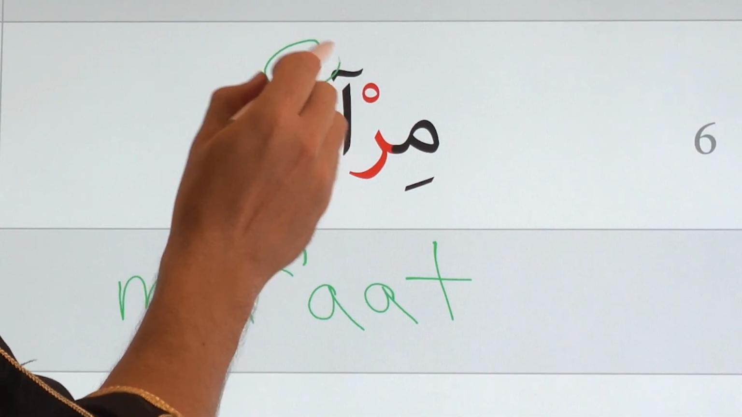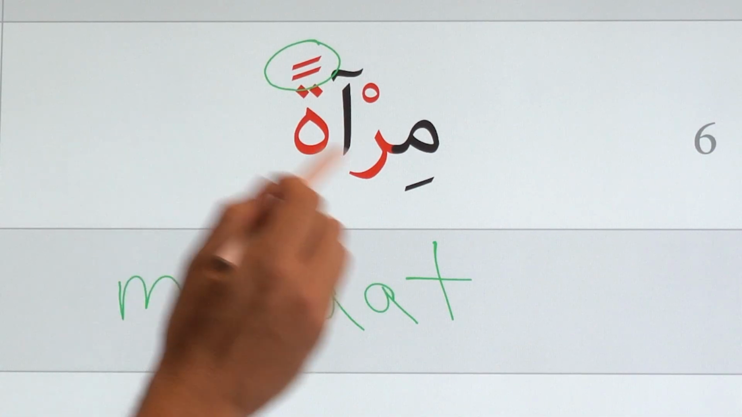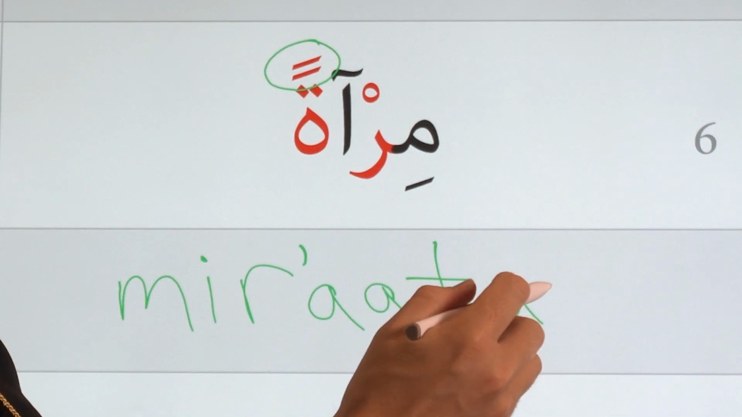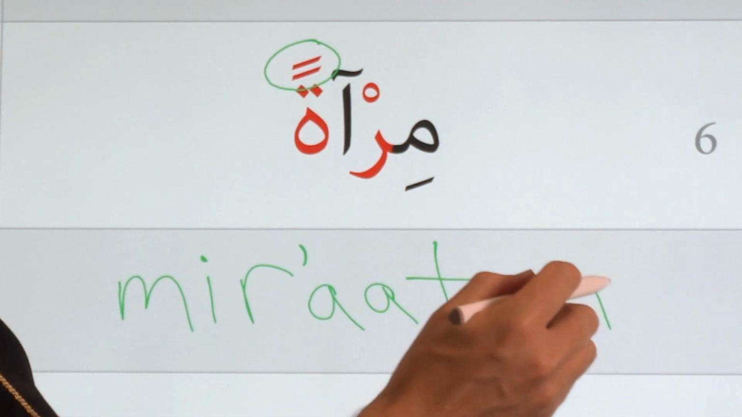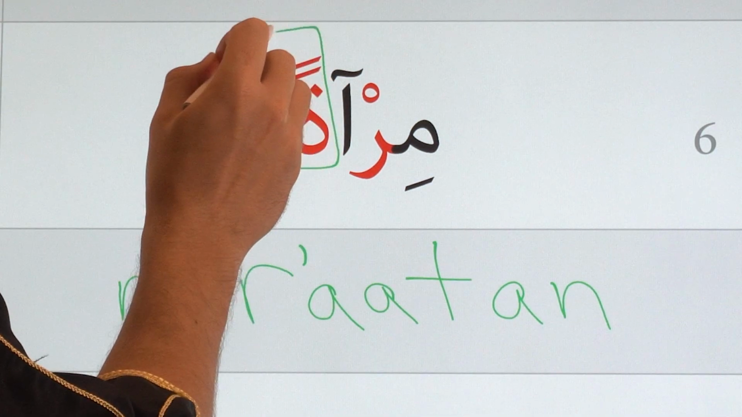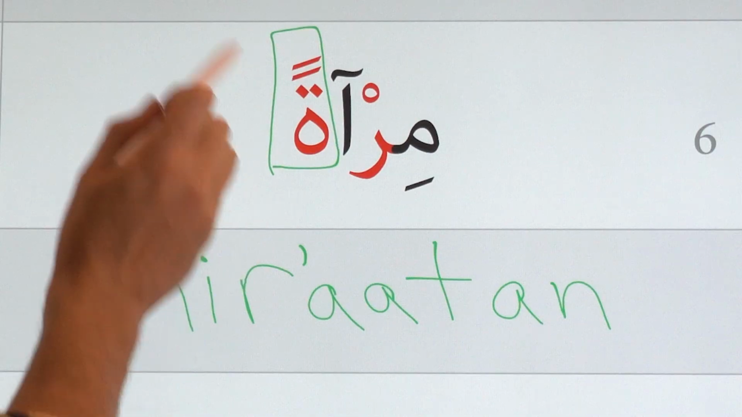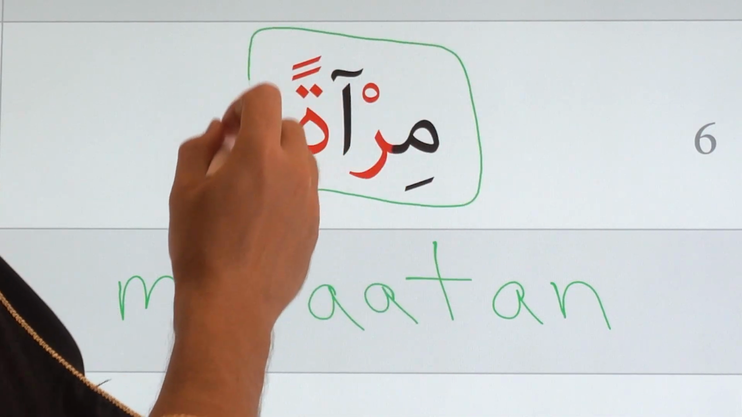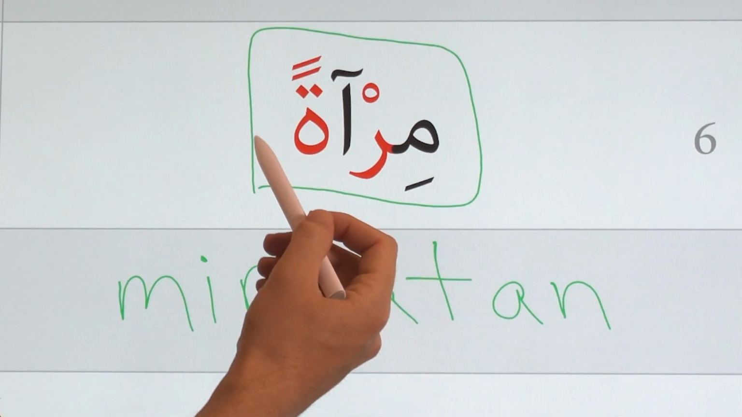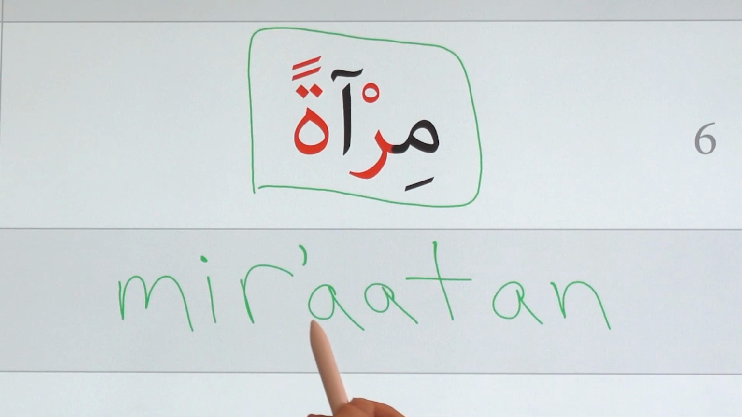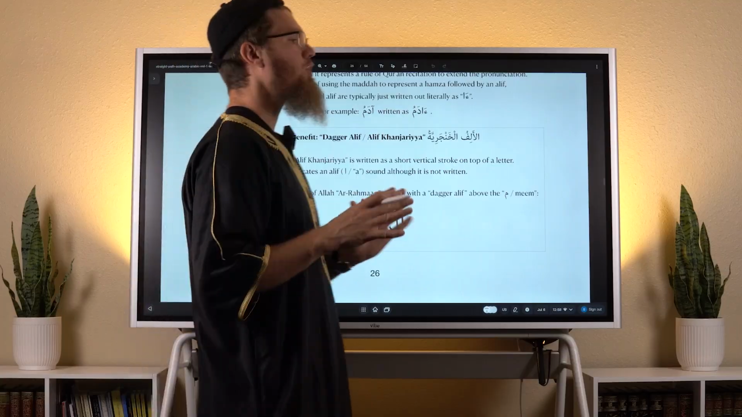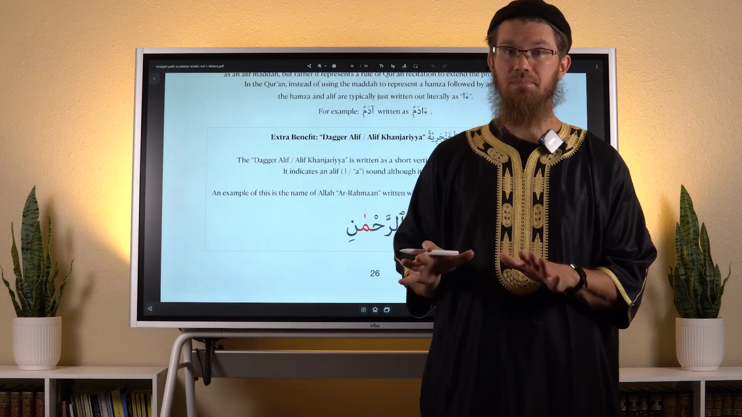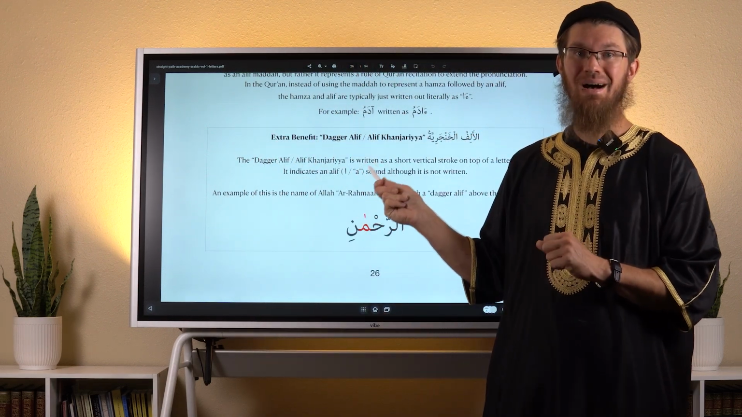Above the ta marbuta, we see tanween fatha, so we're going to write an A for the fatha and N for tanween. So the ta marbuta with tanween fatha would be pronounced tan. So now if we pronounce this entire word, it would be mir'atan. Now before you move on and complete the exercise, there's one more extra benefit at the bottom of lesson 20.